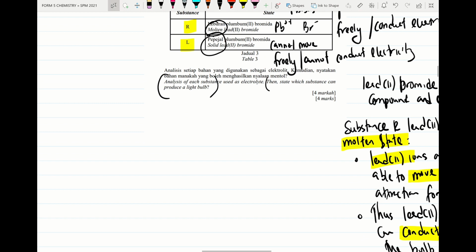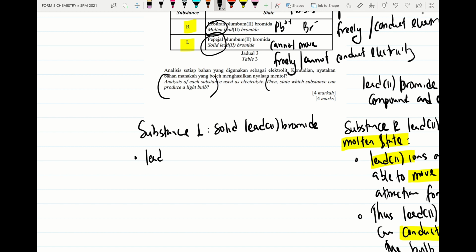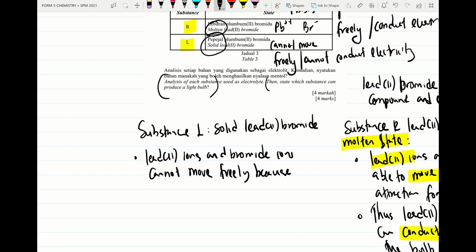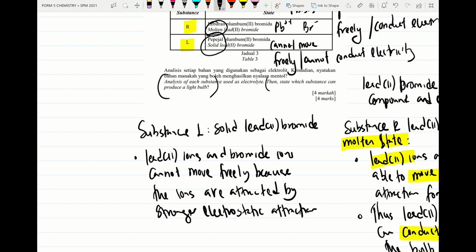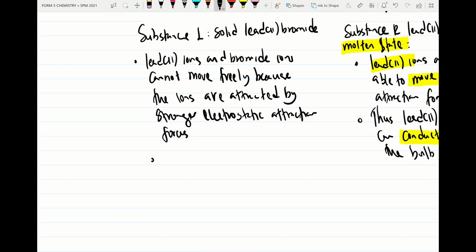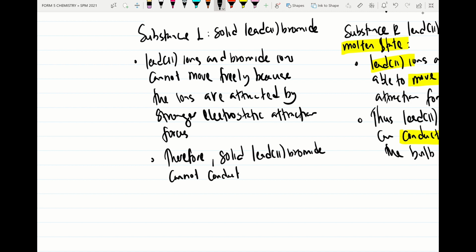So we go for substance L, solid lead(II) bromide. I try to answer this one. In solid lead(II) bromide, the lead(II) ions and bromide ions cannot move freely. Why? Because the ions are attracted by stronger electrostatic attraction forces. Therefore, solid lead(II) bromide cannot conduct electricity.